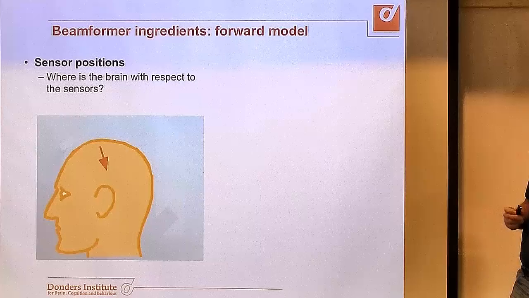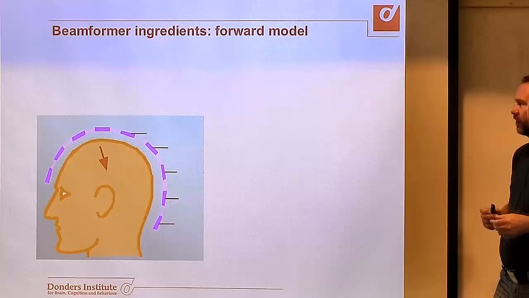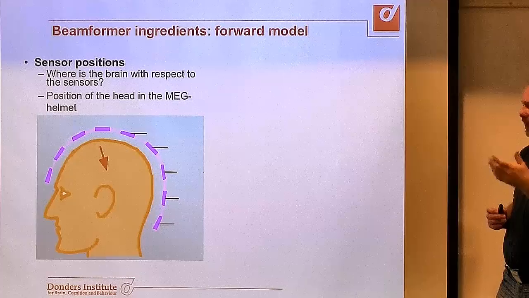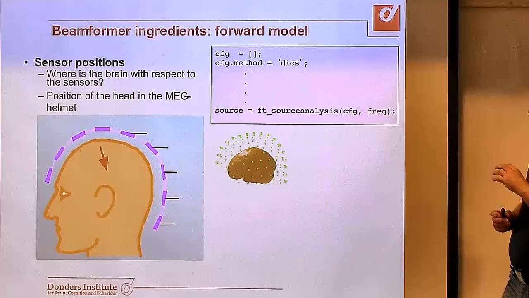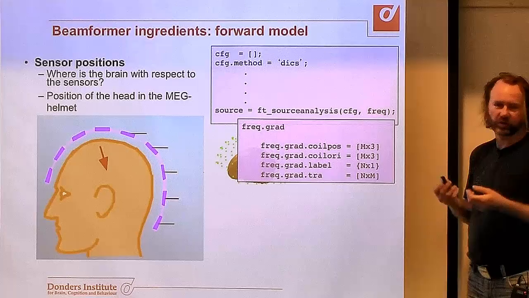So we need the sensor positions. Where's the brain relative to the sensors? And in the case of MEG, we need the position of the head in the MEG helmet. So we have the source model expressed relative to the sensors, and the position of the sensors relative to the head is expressed in the grad structure.